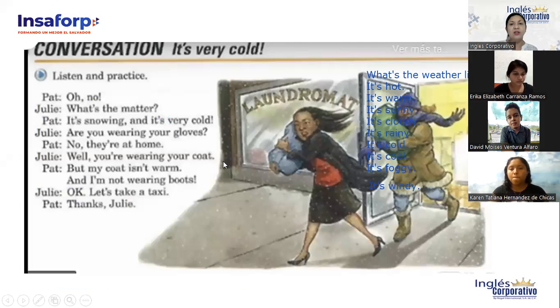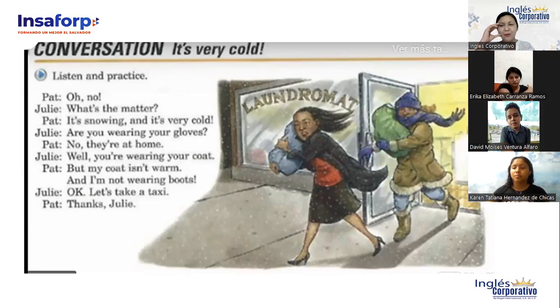It's a conversation. It's very cool. Do you remember Pat and Julie? They had a discussion because of the clothes, right? The light blue clothes. Today, we have another conversation. It says, oh no, what's the matter? It's snowing and it's very cold. Are you wearing your gloves? No, they are at home. Well, you're wearing your coat. But my coat isn't warm and I'm not wearing boots. Okay, let's take a taxi. Thanks, Yuli.